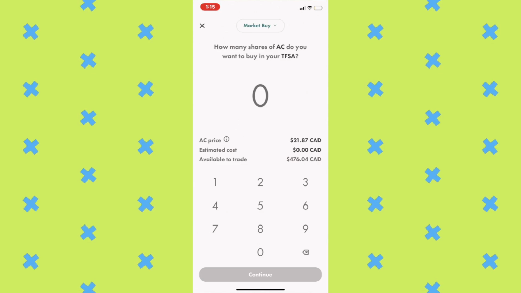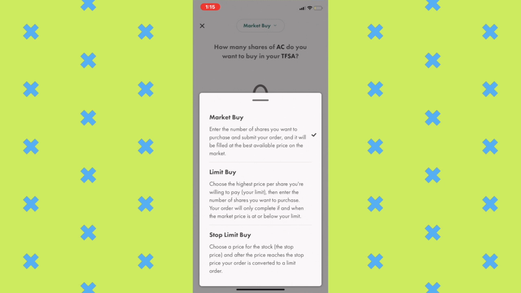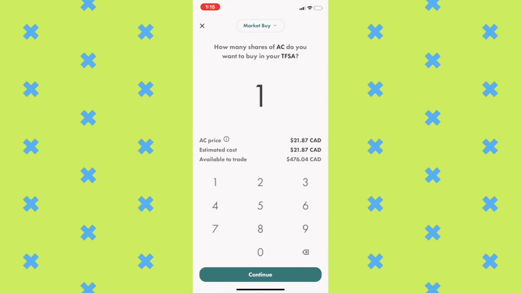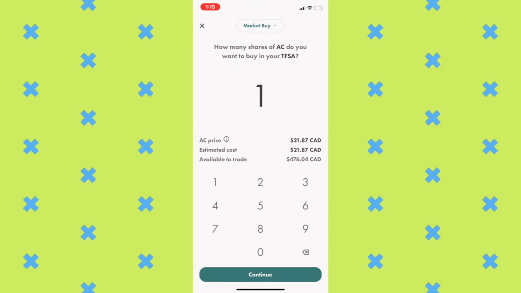Now to buy the stock, just click on the green buy button, and now the screen will show you the Air Canada price, the estimated cost, and the available amount you have to trade. So click on the market buy up here. There's three ways to trade. So market buy will just give you the price that the market is at. You don't know for sure what it's going to be. Let's say we put in an order for one stock over here under market buy. We might get it for $21.87, or we might get it for $21.90 or lower. Just whatever the stock is currently trading at, that's around the price you should get.